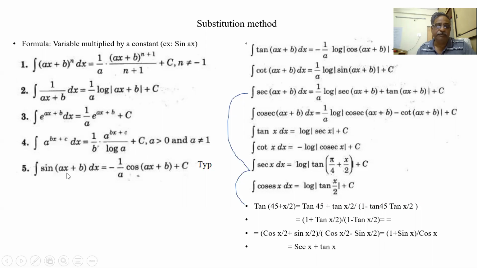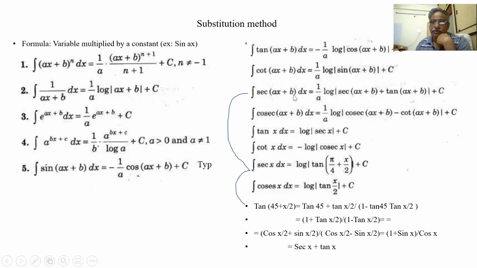Sin of ax plus b. Integral of sin is minus cos of ax plus b by a. Okay, now similarly here some are given, same principle. Tan of ax plus b dx. You know integration of tan theta is log of cos ax plus b. 1 by cos ax plus b into sin ax plus b by a. Similarly cot, log of sin ax plus b by a.